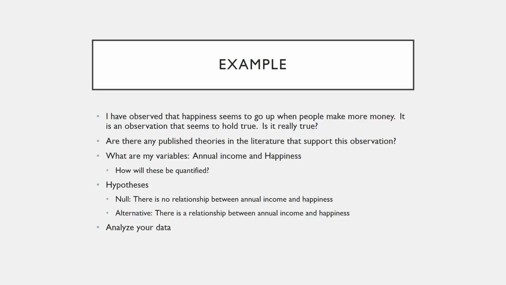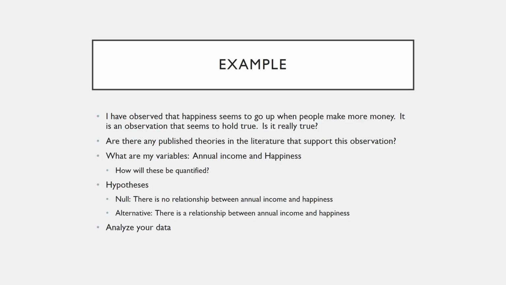Example, I have observed that happiness seems to go up when people make more money. It is an observation that seems to hold true, but is it really true? Is it statistically supportable? So are there any published theories in the literature that support this observation? That would be helpful to find, so I might go look for those. Okay. Then I determine that my variables are annual income and happiness.